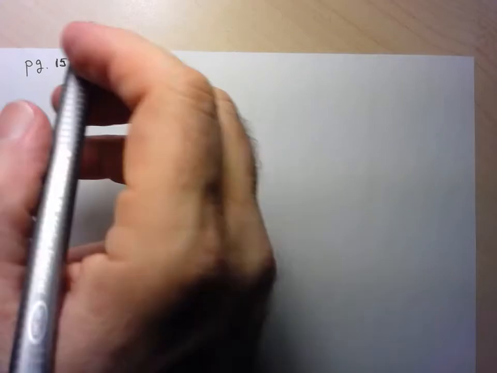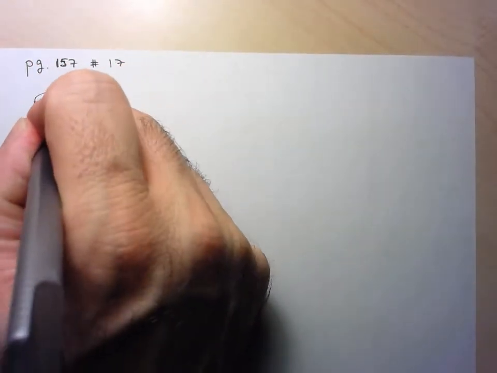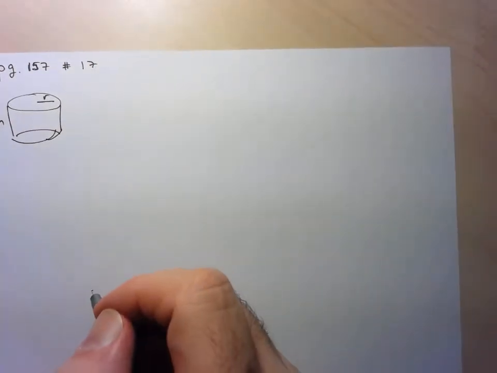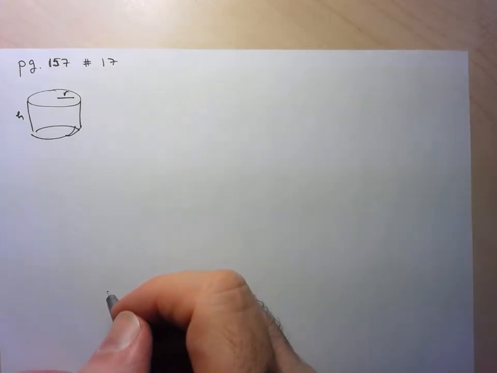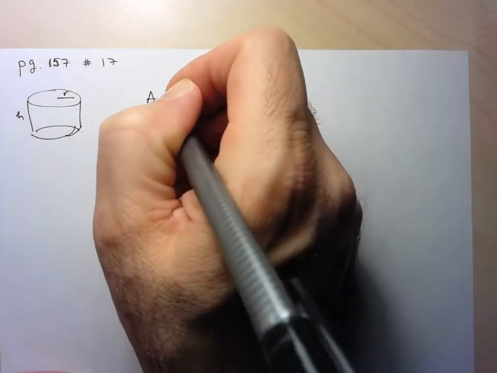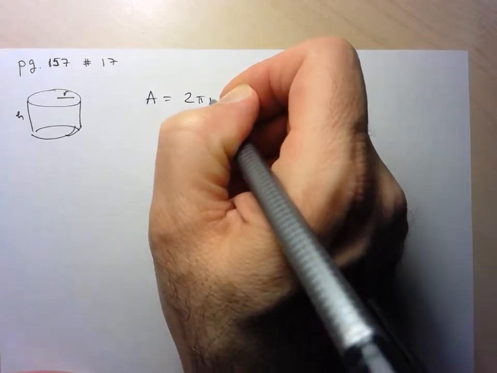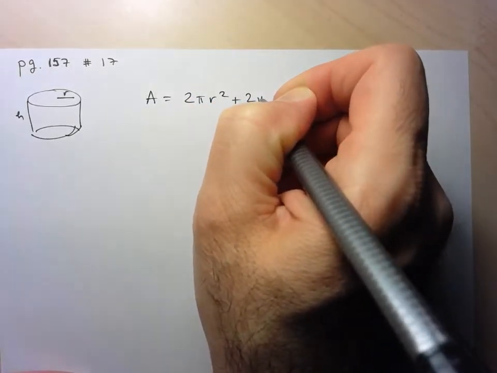So we're working with a cylinder. Even though we know cylinders well, it's not a bad idea to draw ourselves a diagram. Here we have the radius and we have the height. What we're trying to minimize here is the amount of material. So we're working with the surface area, which for a cylinder where we're using all sides is 2 pi r squared plus 2 pi r h.